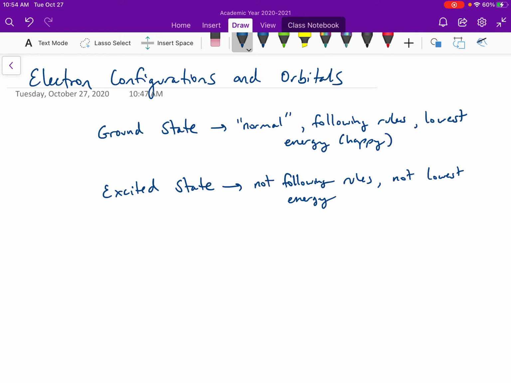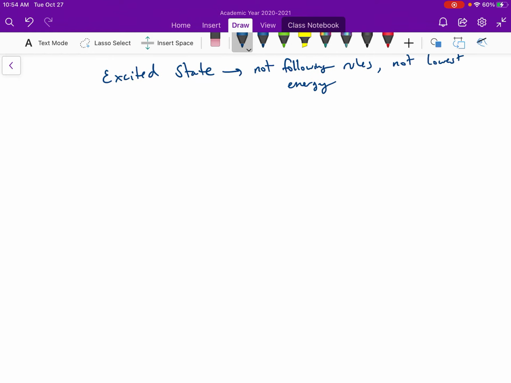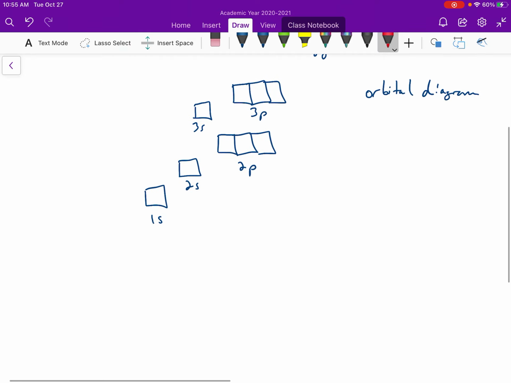So what are the rules? Well, you should have figured out there were 3 different rules on how we do this. And if we sketch out an orbital diagram, at least for the beginning here, and so on and so on. Then they had 3s, 3p, and so on. So this is called an orbital diagram, very much like the boarding house that you guys were talking about in the packet. So what are the rules?